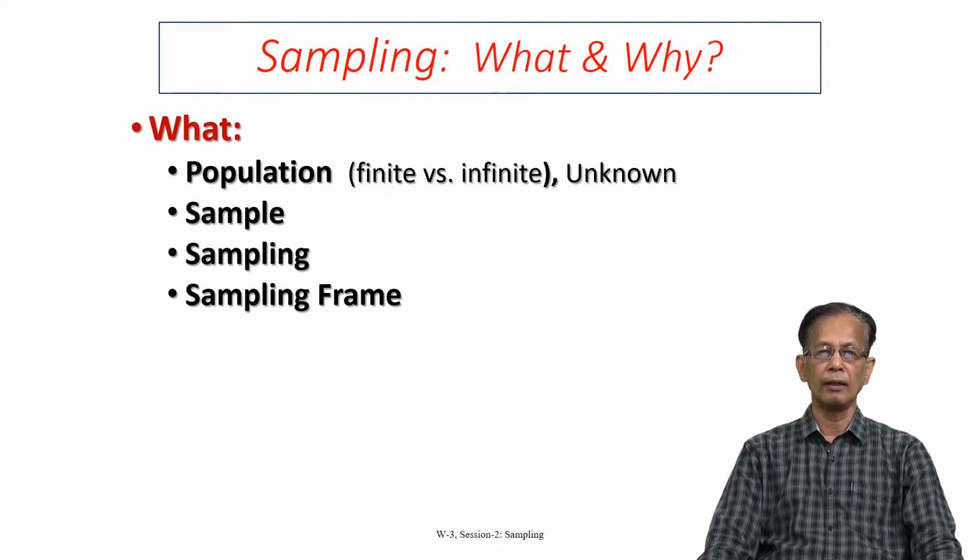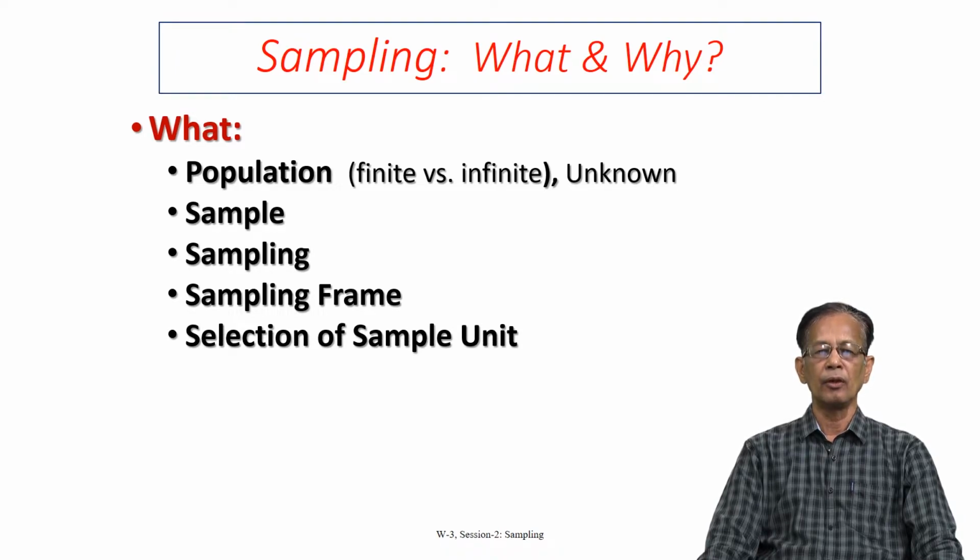So, please understand, sometimes we may not have a sampling frame at all. Surprised? How can we not have a sampling frame? Think for a while. When the population is infinite, we cannot have the complete list. So, in those cases, if the population is either unknown or infinite, we will not have a sampling frame. Please be careful. Once we know the population or the sample, then we can go for the selection of sample units.